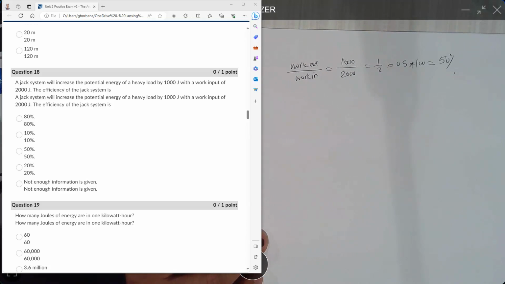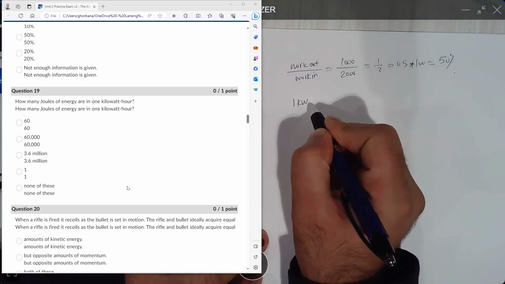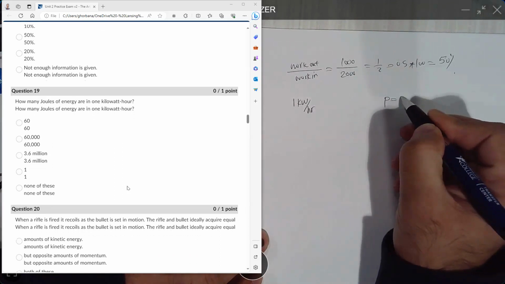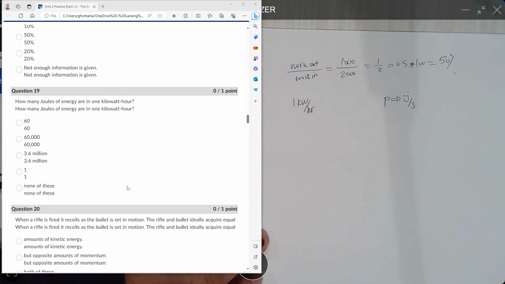Question number 19. We need to go a little fast. How many joules of energy are in a kilowatt hour? 1 kilowatt per hour. And what is the power unit? Power unit is joule per second. Good. How many joules are in 1 kilowatt hour? So what is the right answer here?